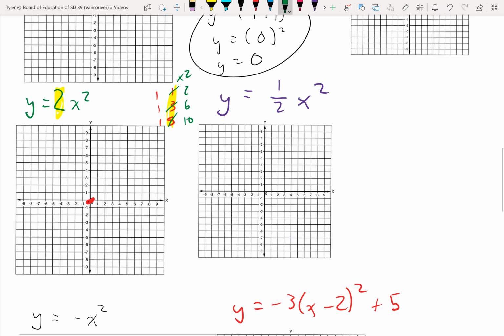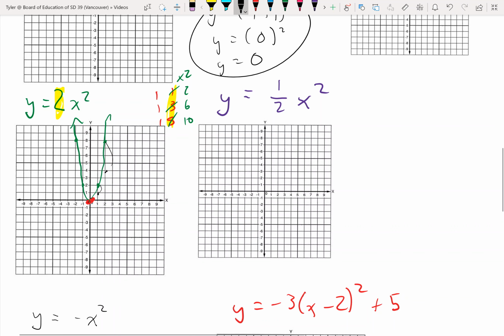So let's do it. We start from here. We go over 1, up 2. Over 1, up 6. Okay? And when we graph it, and let's put the points really quick, we can actually see these values are double what the normal parabola would have been. Normal parabola would have been here, 1 and 4. So 1 doubles to 2, 4 doubles to 8. Okay? So that's how we do it.